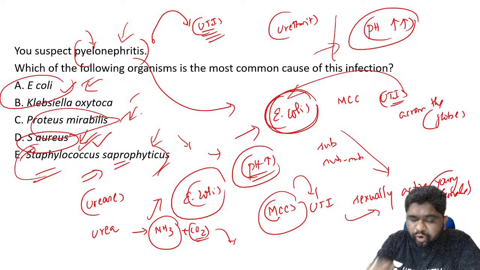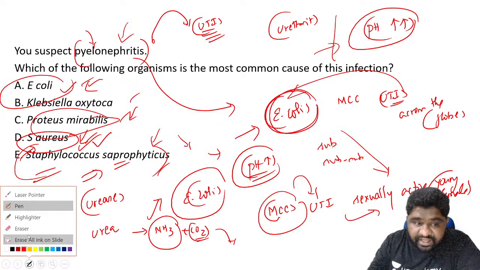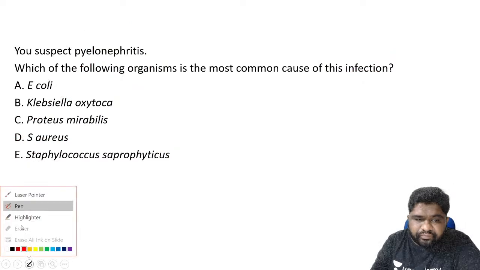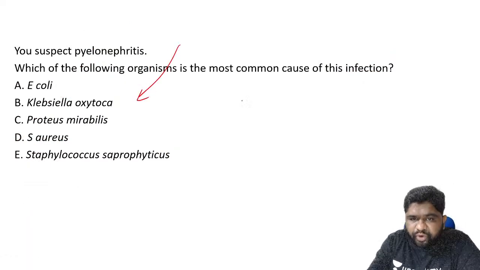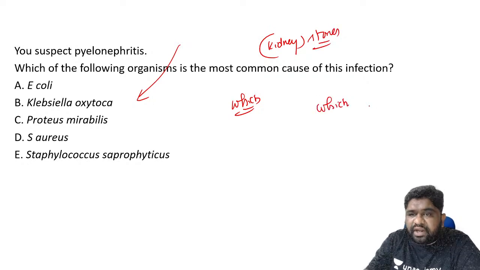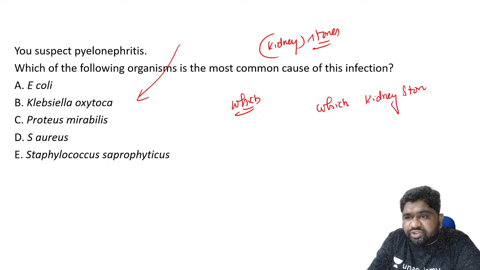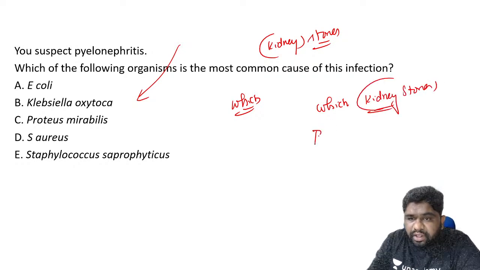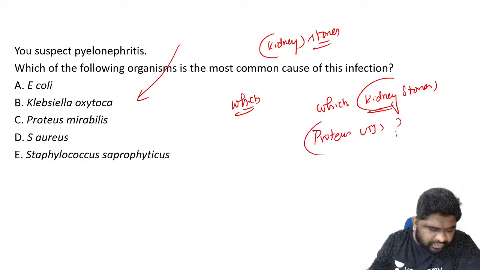Now let us begin with one more question. If it is Proteus, what kind of stones will not be formed? If Proteus is the cause of UTI, definitely it will be more prone to kidney stones. If it is Proteus UTI, definitely you can expect kidney stones. But which kidney stones are not common in Proteus UTI is my question. Anybody?